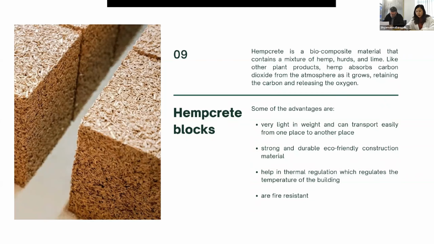This means that the use of hempcrete blocks in construction helps to mitigate the impact of carbon emissions on the environment. These blocks can be used as insulation, walls, roofs, and floors. They are very durable, fire-resistant, and have excellent insulation properties. Additionally, they are very easy to work with and do not emit harmful chemicals or pollutants into the air.